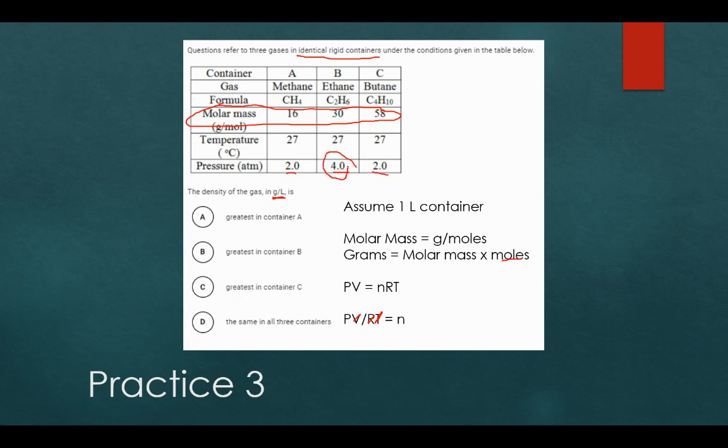B has twice as much pressure as A and C, which means it has twice as many moles as A and C. So when I look at my molar masses, let's say that A has 1 mole and C has 1 mole. B would have 2 moles because it's twice the pressure at the same temperature and same volume. And so therefore, my grams is molar mass times moles. So I would really just have 16 grams of methane, I would have 60 grams of ethane, and I would have 58 grams of butane. So my density, grams per liter, is the greatest in container B because I have the greatest number of grams in the same volume.